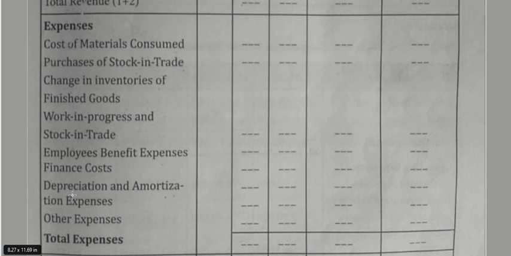Next we have the depreciation and amortization expenses. This heading comprises depreciation on account of any tangible assets along with the amounts written off or amortized during the year. Next we have other expenses, so whatever doesn't come under these categories will be termed as other expenses. Next we have the total expenses. You total up all your expenditure and you get to know your total expenses.